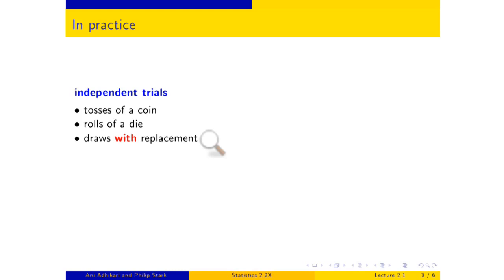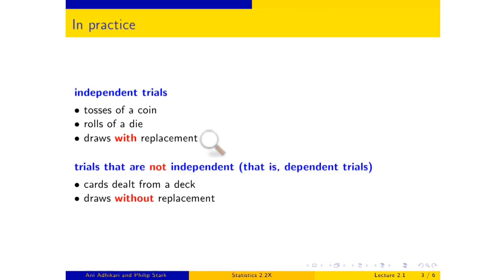Trials that are dependent, or equivalently not independent. The classic example is dealing cards from a deck. You deal without replacement. If I tell you that I got the ace of spades on the first card, then you know that I can't possibly get the ace of spades on the second card. Knowing what happened on the first did affect what you're going to say for the second. So the deck of cards and in general draws without replacement are the classic examples of trials that are not independent of each other.